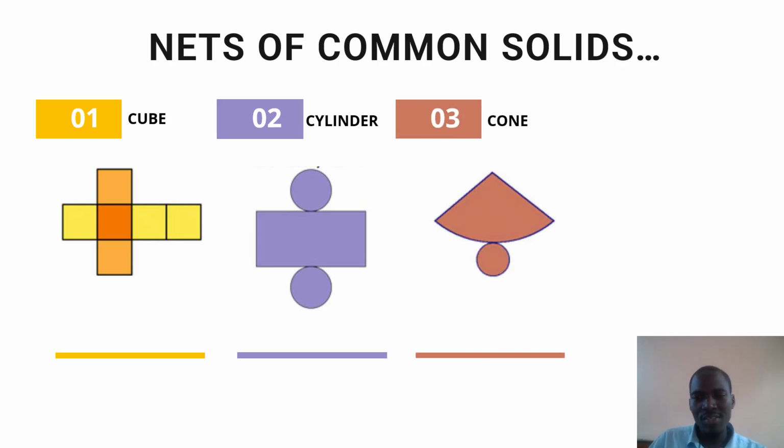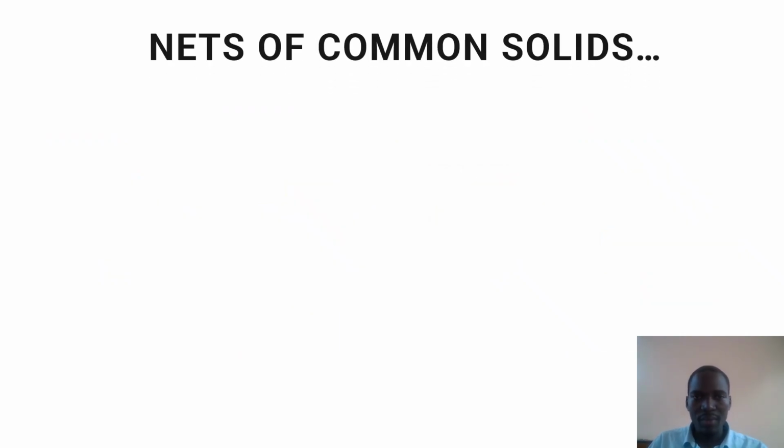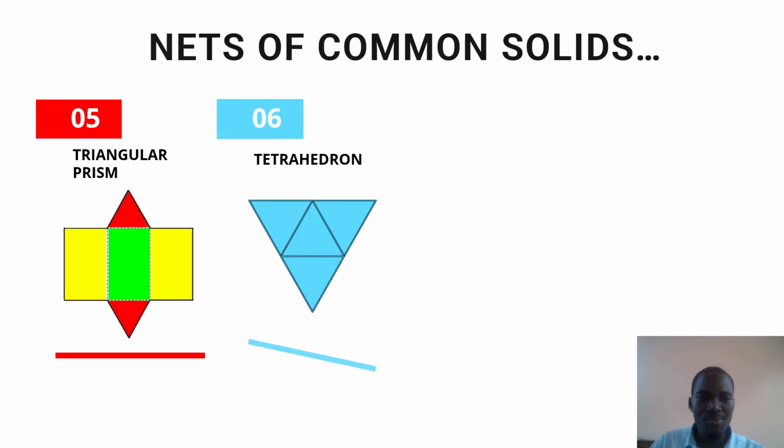A cone has such a net when it's closed. When it's open, it has only the curved surface without the circle. And then we also continue to the cuboid. That's the net of a cuboid, rectangles and squares. And then we also have a net of a triangular prism, a tetrahedron.